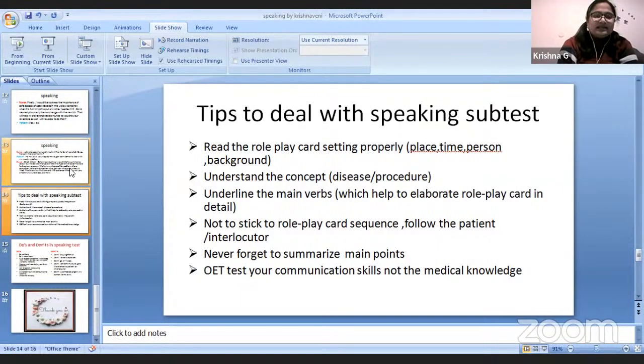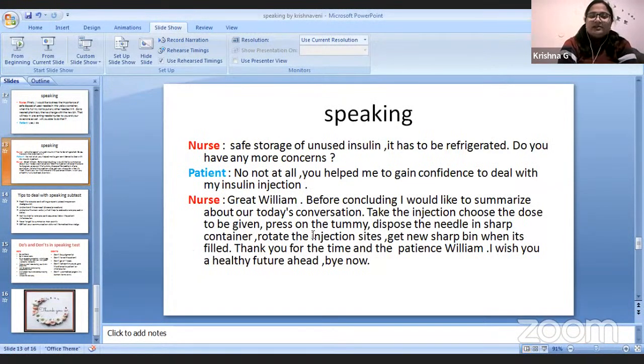As I said in the last speaking card, I explained all the things like taking the injection, choosing the dose to be given, and pressing the tummy. I explained these in almost a 4-minute role play card, but I don't have much time to explain all of them again. To make sure we explained everything to the patient, you can give a glimpse of the information, just the noted points: press on the tummy, dispose of the needle in the sharps container, rotate the injection site. These things, given in the brackets, we are using. So if you don't have enough time, you can do this as well.